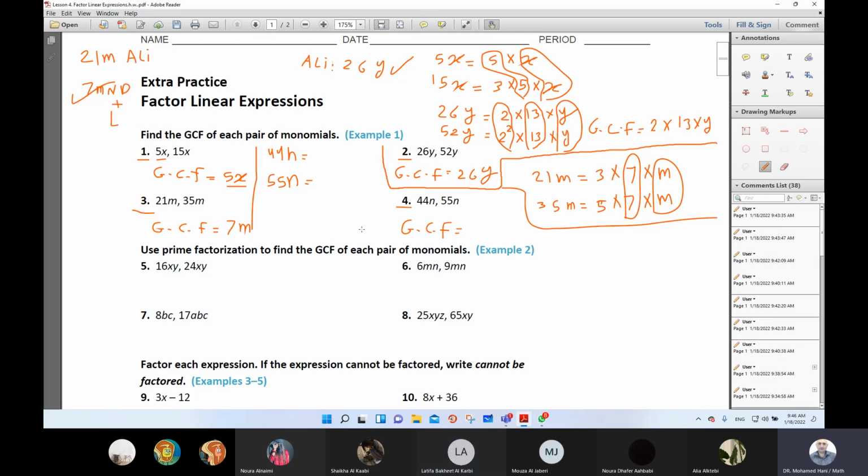Mister? Yes. The answer is 11N. So Latifa said 11N. Who has a different answer? Her answer is 11N. So Alia has the same answer. Who has a different answer? Mister, I think it's 11N too. Noura said 11N. Okay, thank you all. Who has different answers?